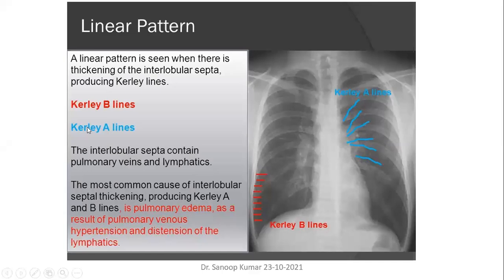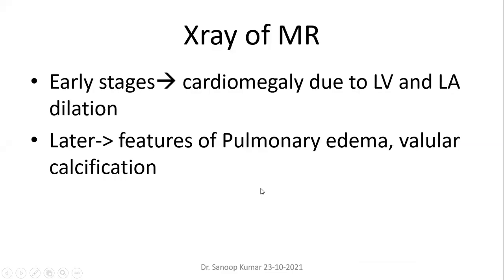These are Kerley A lines and Kerley B lines. This is Kerley B lines, which are seen early, and this is Kerley A lines. Kerley B lines are short septal lines, and Kerley A lines are lines extending from the hilum. This is the Kerley A lines, and this is the Kerley B lines in pulmonary edema.